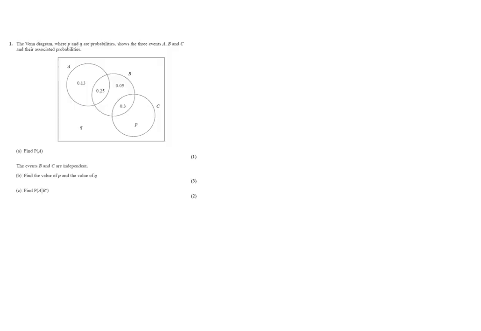So some simple Venns to get us going on the stats paper. First of all, finding the probability of A. To be honest, that's kind of a GCSE level question, so it should be a nice opener for us all. We essentially just want to see what the probability is within that ring A, and so therefore adding together the 0.13 and the 0.25 to give us 0.38 in total.